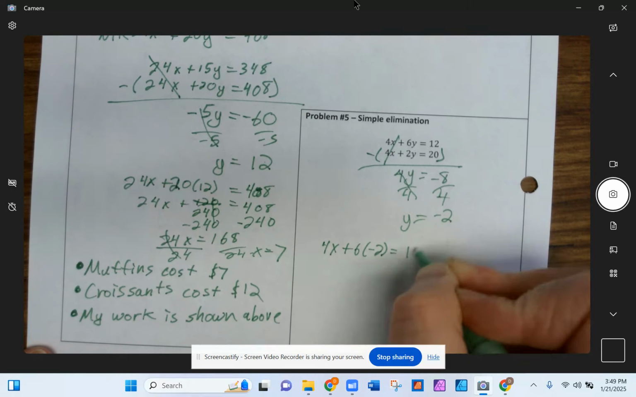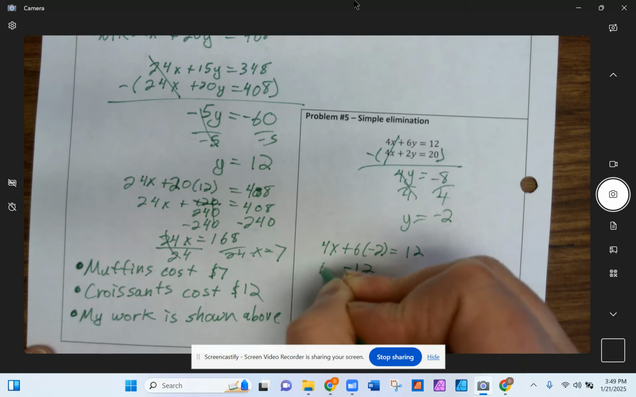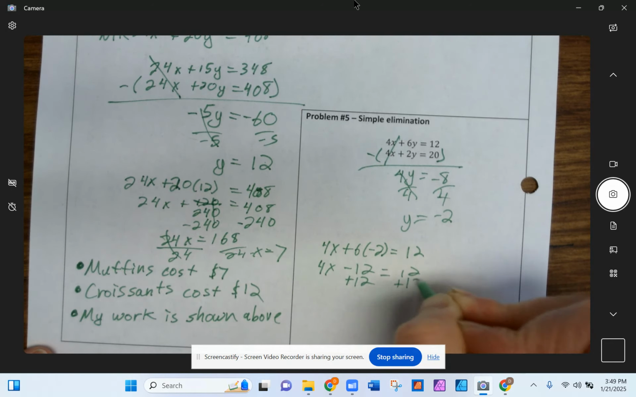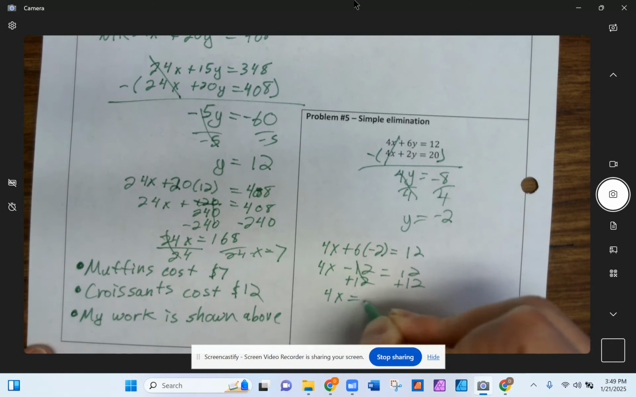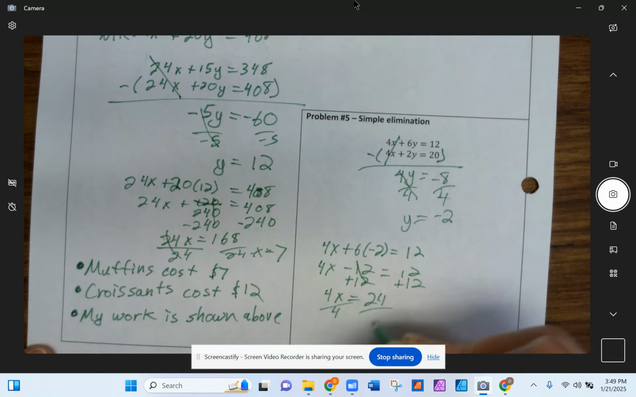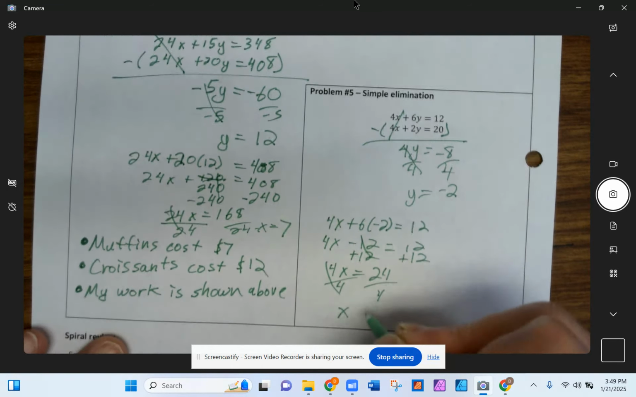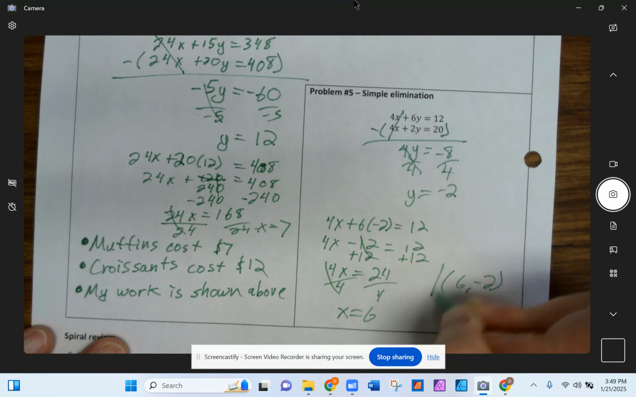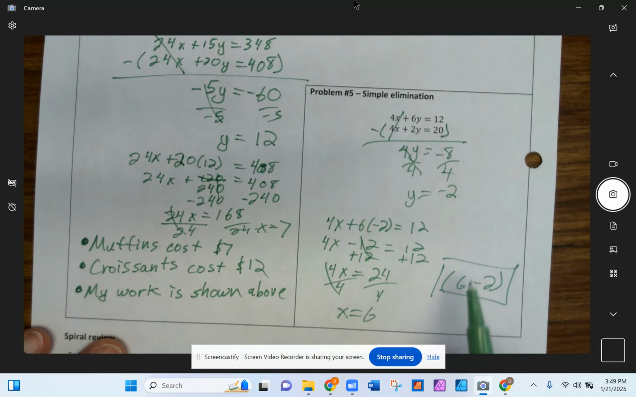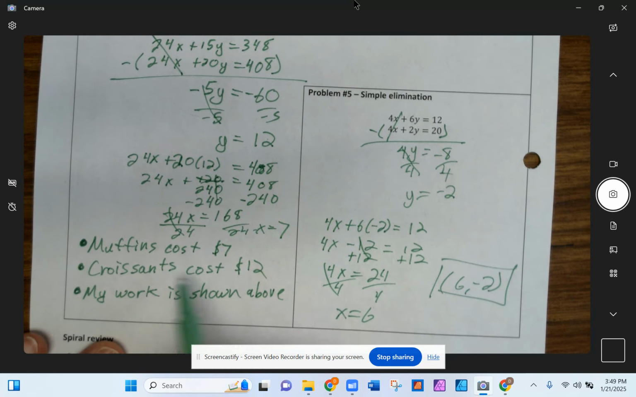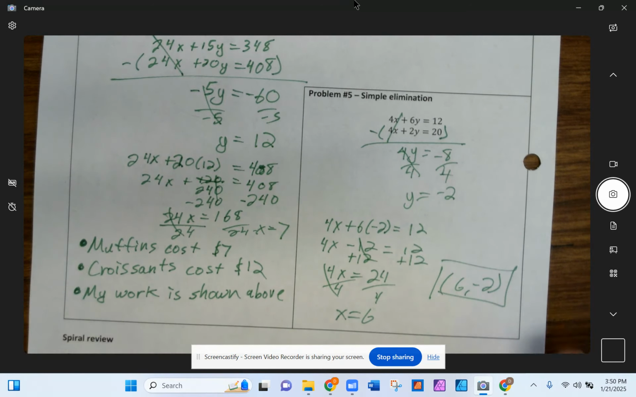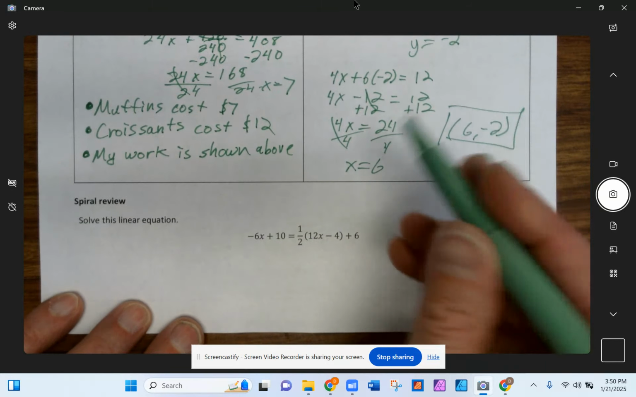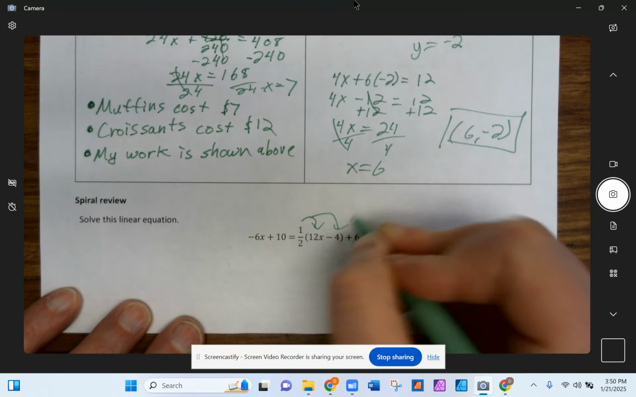We'll just do the first one. That's negative 12. We're going to add 12 on both sides. 4x is 24. We'll divide by 4 to get 6 for our x. 6, negative 2. That's our solution. Again, I don't have to write a sentence about this like I did over here because it's just a problem, not a word problem.